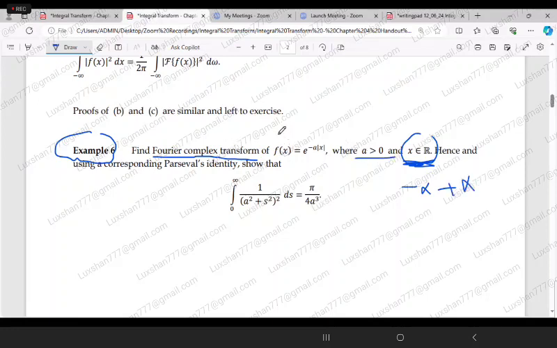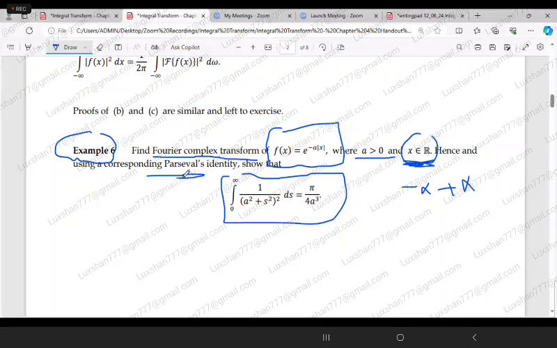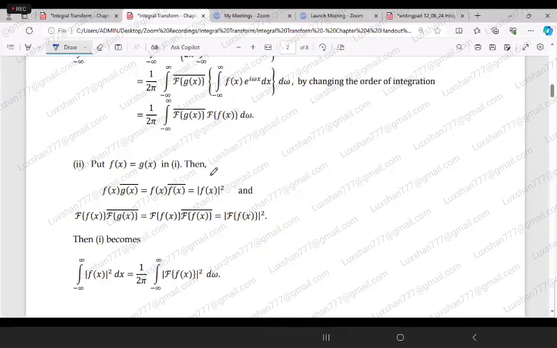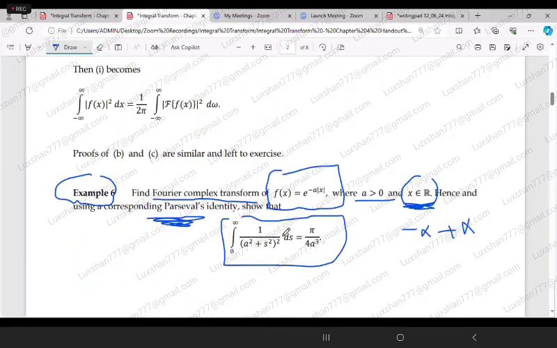Here a is positive. First, they are asking us to find the Fourier transform of this function. Then using that, we are asked to find the integration of this one, but that is also not direct. They are asking us to use the Parseval identity. Once you find the Fourier transform of this function, you will get a similar expression, and then using the Parseval identity you try to find the integration of this one. We'll see how. First, as the question asks, we'll find the Fourier complex transform of this function.